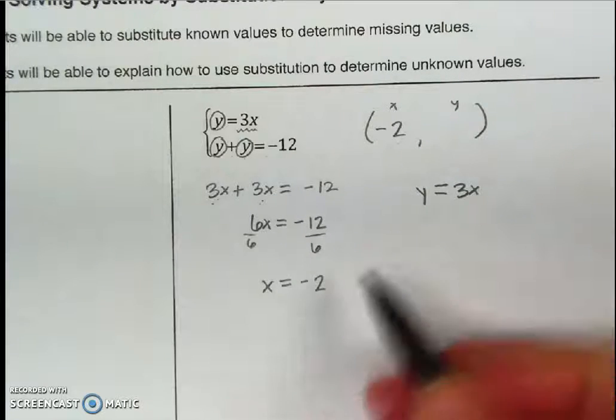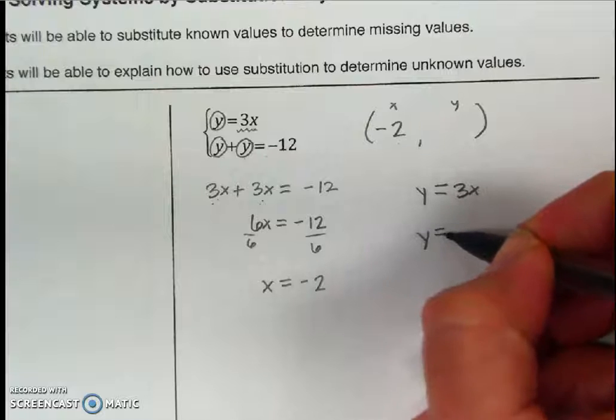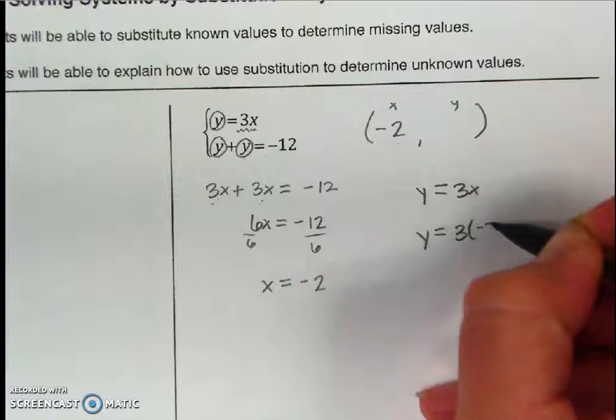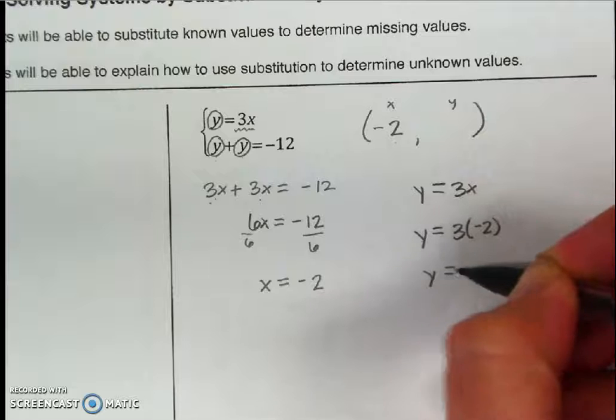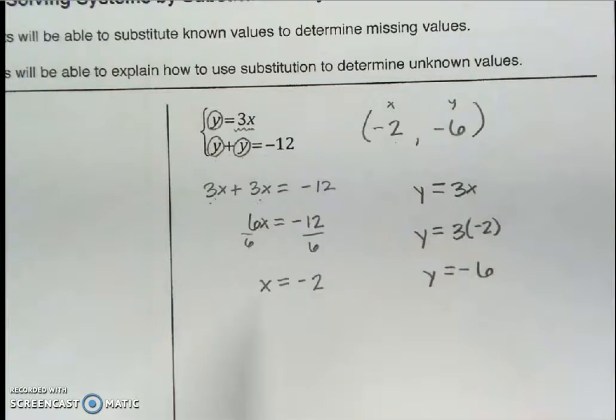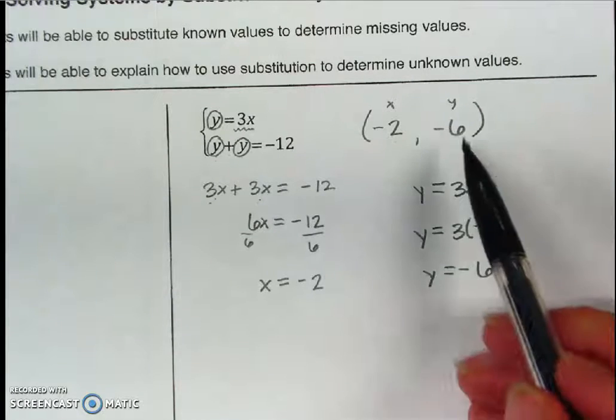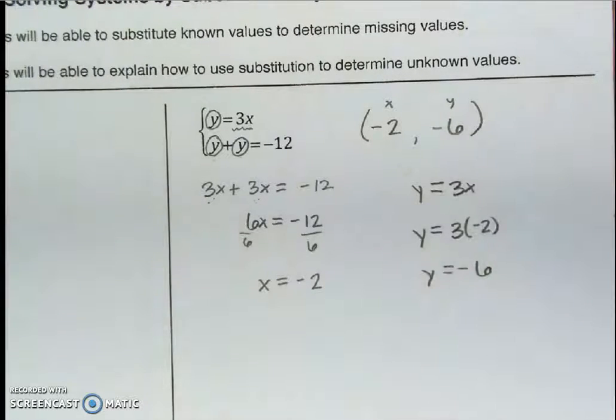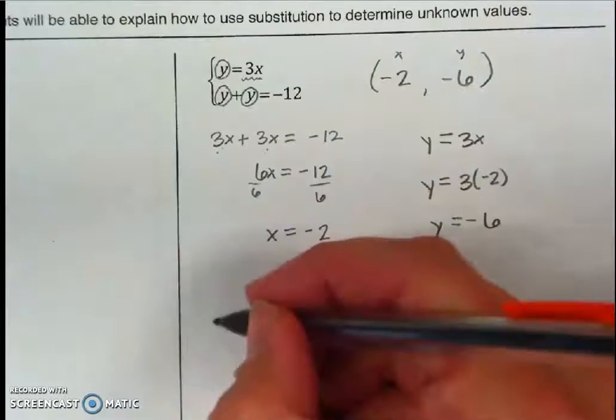Now that I know x is negative 2, I can write y is equal to 3 times negative 2. And 3 times negative 2 is negative 6. So I'm saying the point that works for both of these equations is negative 2, negative 6. Let's make sure that works. So here's our check.